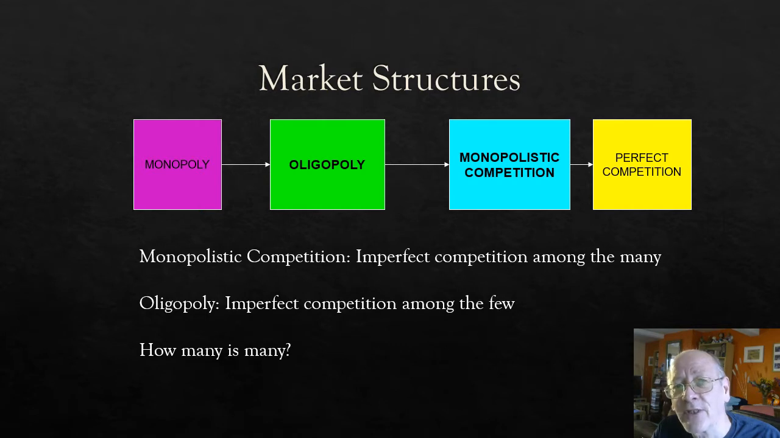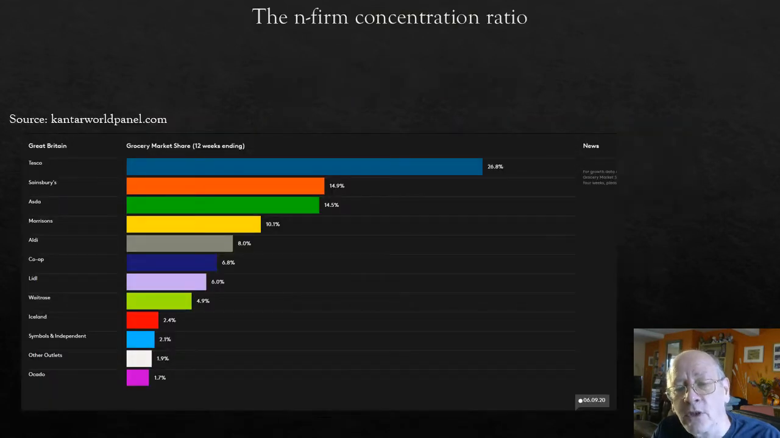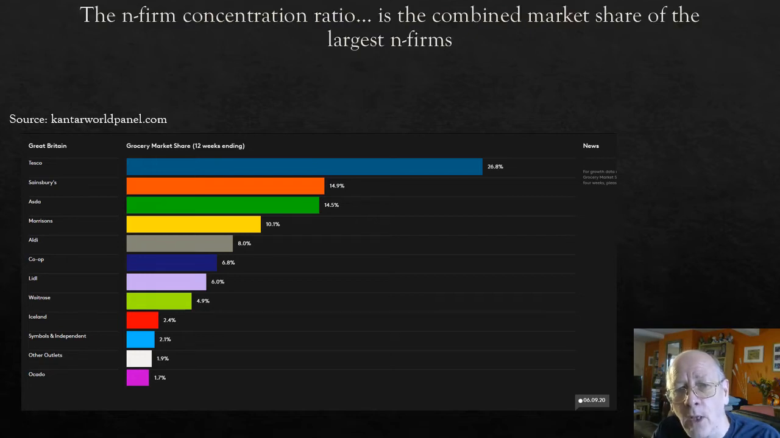Obviously, that then raises the question of how many is many and how few is few, and concentration ratios help to answer that particular question. So we have in front of us here the market shares of the major supermarkets in the UK taken in September 2020. The definition of the N-firm concentration ratio is the combined market share of the largest N firms.